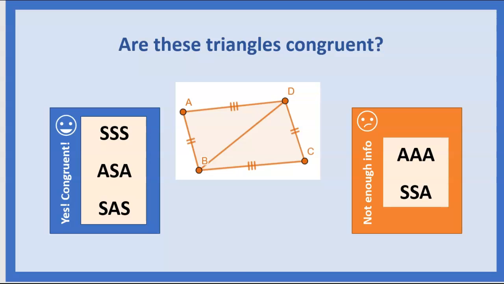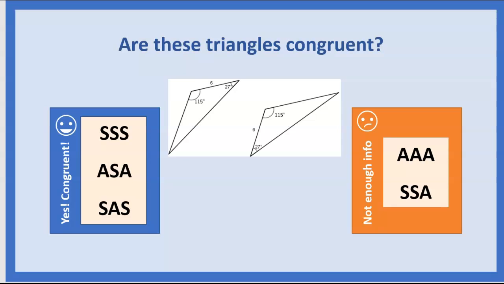This one's a little bit tricky. This one is SSS, side, side, side. So you can see we have a pair of congruent sides here, a pair of congruent sides here, and then they share this congruent side. Remember, we have that reflexive property that says a side is congruent to itself. Any object is congruent to itself. So that one is side, side, side. They are congruent triangles. How about this one?